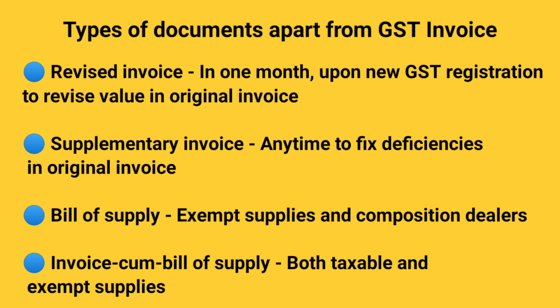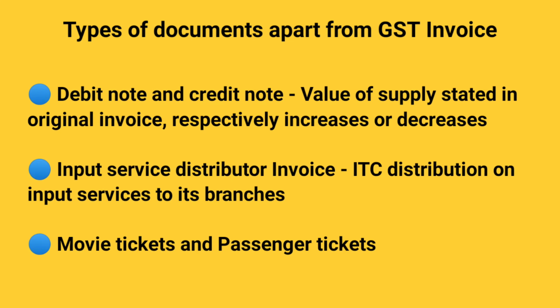Bill of supply is issued instead of a tax invoice where supply is exempt or persons have opted for the composition scheme. Invoice cum bill of supply must be issued where both taxable and exempt supplies are being made to the customer. Debit note and credit note are issued by the seller against the original GST invoice where the value of supply made respectively increases or decreases or there are returns. Input service distributor also has to issue an invoice to distribute the tax credits to its branches.